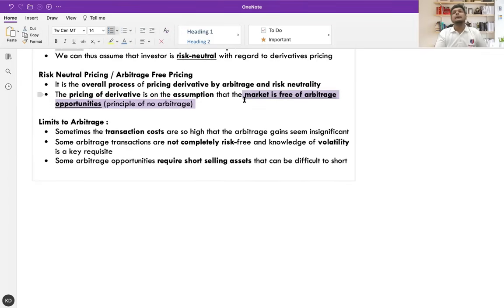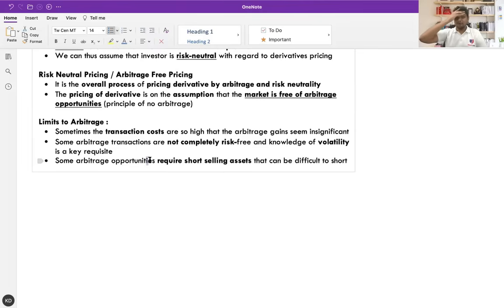Clear? But like everywhere else, what is the problem with arbitrage? We assume that there are no transaction costs, no taxes, the market is completely risk-free, and unlimited borrowing and lending is allowed. But some arbitrage transactions are not completely risk-free, and knowledge of volatility is a key requisite. So we assume that markets are completely risk-free, but that's not the case. Some arbitrage opportunities require short selling assets, which can be difficult.